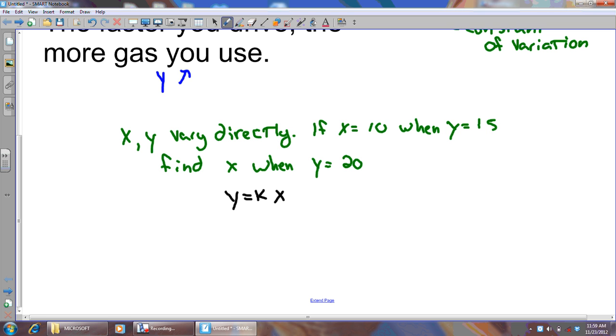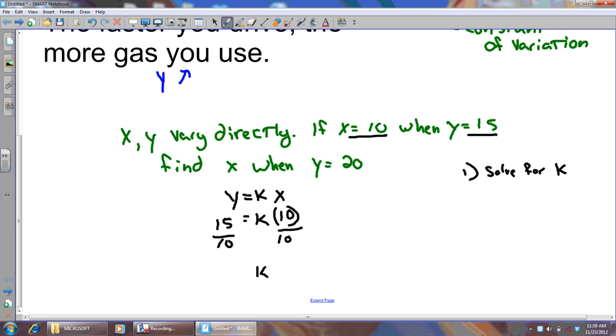And the first step is going to be solve for k. You have to find the constant of variation. I know x is 10. I don't know k. And y is 15. So I'm going to divide by 10 on both sides. And then k is going to equal 3 over 2. 15 tenths is 3 over 2, right?